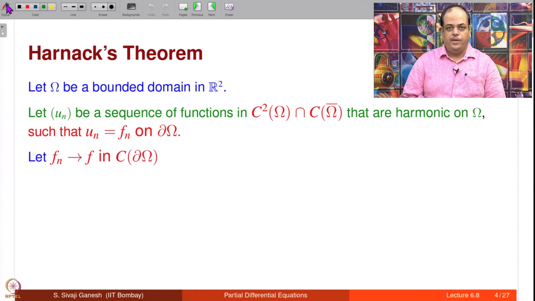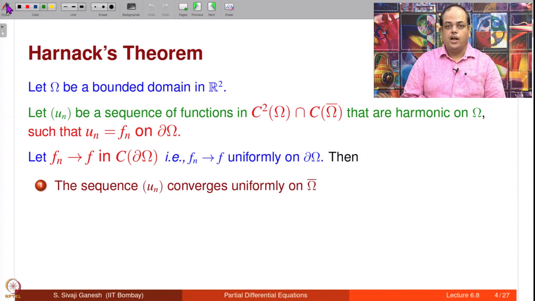Suppose fn goes to f in C of boundary of omega. It means modulus of fn minus f goes to 0 uniformly as x varies in the boundary of omega. So, it is a uniform convergence. See, omega is a bounded domain, so the boundary of omega is a compact set, and for continuous functions on a compact set you can define the maximum norm, sometimes called the supremum norm; it is actually the maximum. So, the maximum of mod fn minus f as x varies in the boundary of omega goes to 0. That is the meaning of uniform convergence.